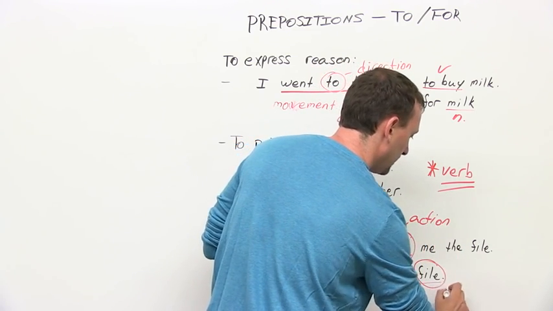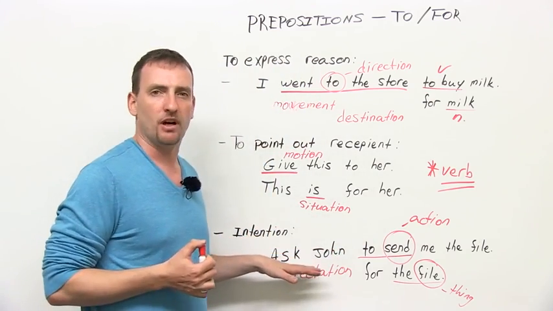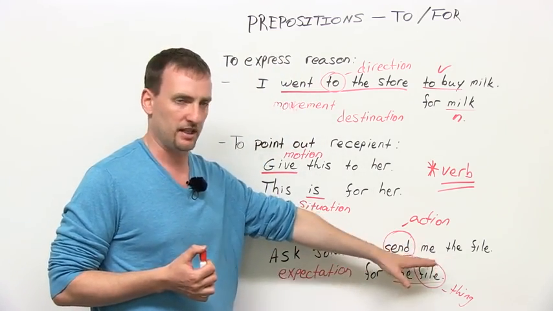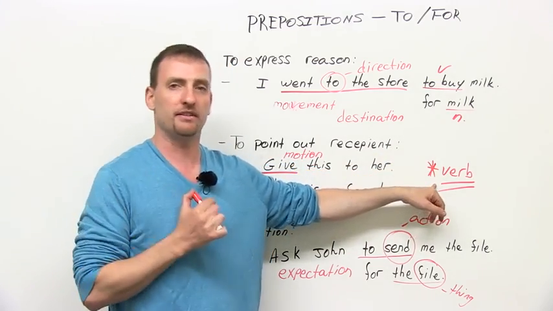Here you care about the thing. Now, in this case, the verb is not so important. It's the meaning, the intention. But I'm going to look at a few more examples where the verb makes all the difference.